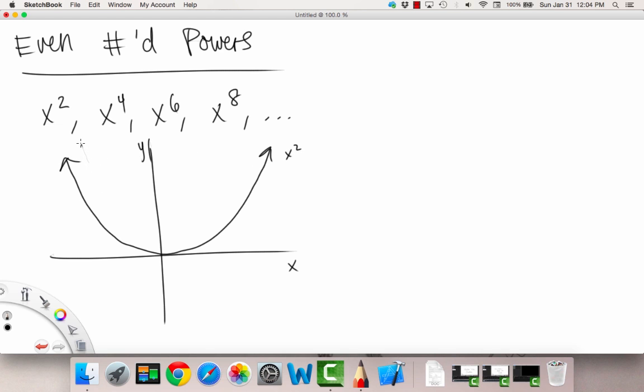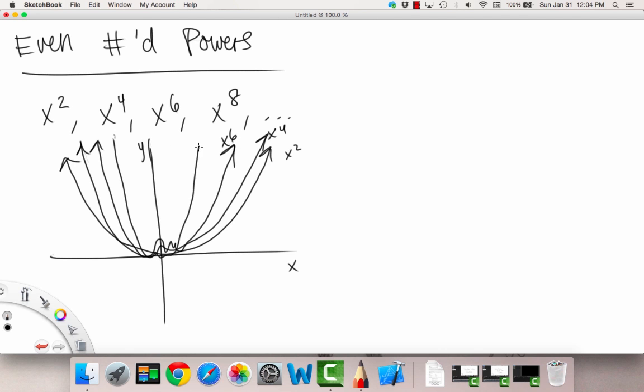X to the 4th looks similar. It's kind of like this, it does something a little bit funny in the middle, and then it goes back up. This is x to the 4th. X to the 6th does the same thing, like this, does something in the middle, and then goes up like that. That's x to the 6th. And then x to the 8th just keeps going on and on, getting narrower and narrower. That one looks a little weird, so I'm going to redraw it. Something like that. This is our x to the 8th.